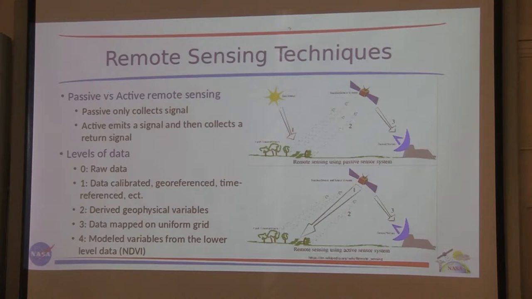And there's another level where they actually model variables from it. So this is something like vegetation, like NDVI, where you actually have an index of the vegetation that's made up from other variables that the satellite collects. So there's different levels of data, and whenever you collect this data, there's usually information about what level you need, what kind of data it is, what units it's in, and so forth.